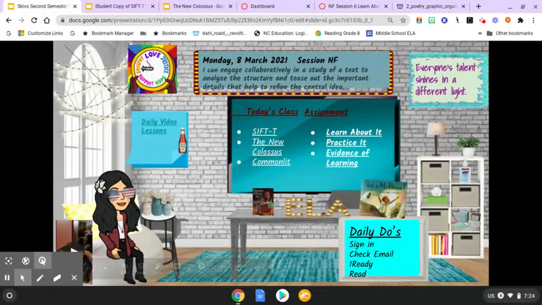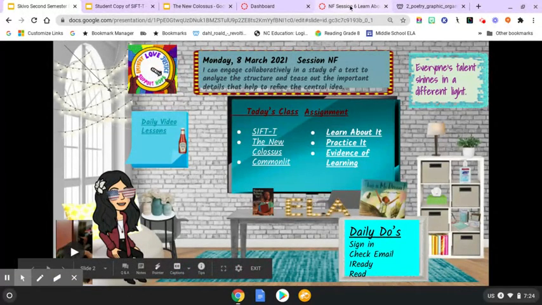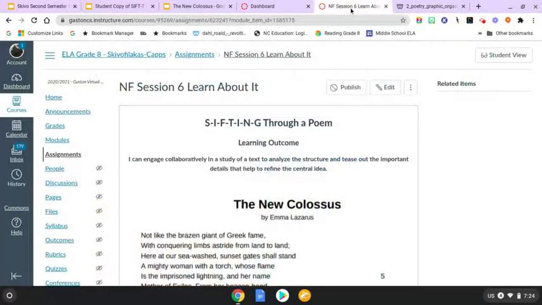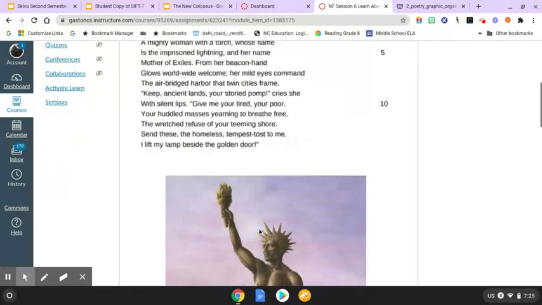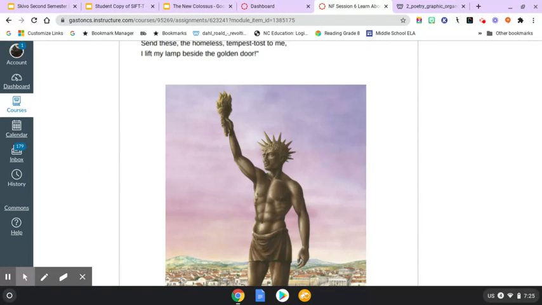All right, so we're going to go through Learn About It, Practice It, and Evidence of Learning very quickly for you today so that you can get started. In the Learn About It section, it talks about sifting through the poem. We just talked about the sift. I showed you that presentation. Go back and look at it if you need to. Here is the poem again. You might want to put your rhyme scheme on here. That might help you.